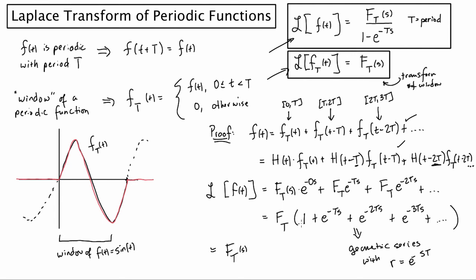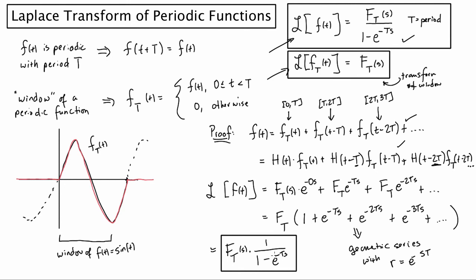I would simply replace this sum in the parentheses with 1 over 1 minus r, and r is e to the minus Ts. And so you can see here that the formula we end up with, this really nice formula, matches what we proposed earlier as being the formula for a periodic function. So let me just go back and make sure that we understand how to apply this. All you do is you find the transform of the function on its window. And then once you have the transform of the function on the window, you divide by this 1 minus e to the minus Ts quantity.